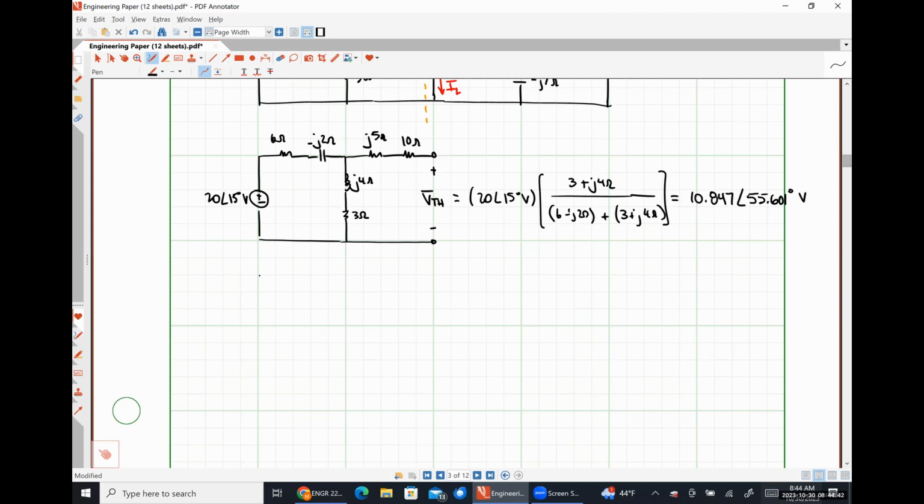To find my Thevenin impedance, I'm just going to turn off my voltage source and look into the terminals of my dead network. Excuse me, that should be minus j2 ohms.